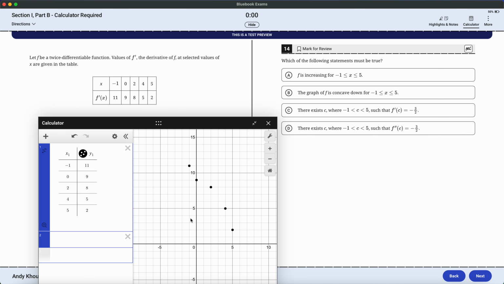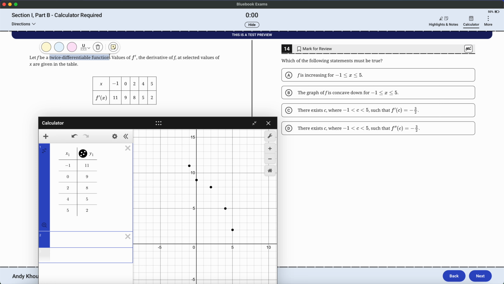Now the last one, there exists a value of C from -1 to 5 such that f double prime of C is equal to -3/2. This one right here uses MVT, and remember that the condition for the mean value theorem, in this case, because we are trying to find f double prime of c, is that f prime is differentiable, therefore f prime is continuous. We know that's true because f is a twice differentiable function. If they did not give us this right here, then we'll be screwed because we won't know if f is continuous or not.